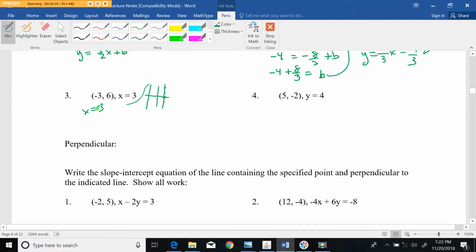And the equation for that is x equals minus 3. We don't mess around with point-slope or anything like that. This is one of these special cases: when you have lines that are vertical, they're always going to be able to be written as x equals something or other.